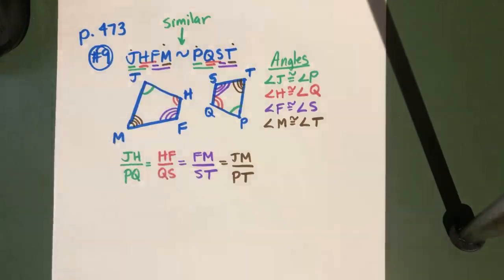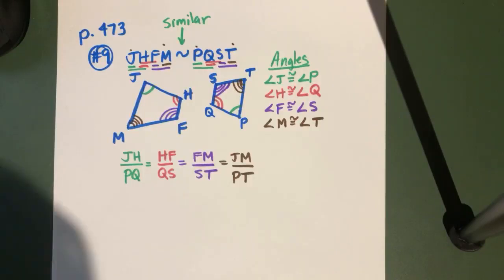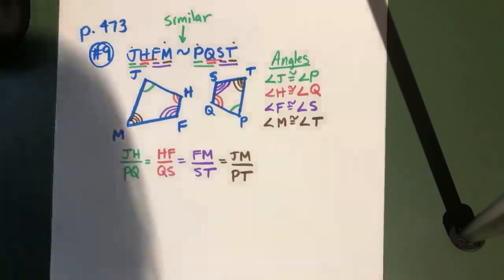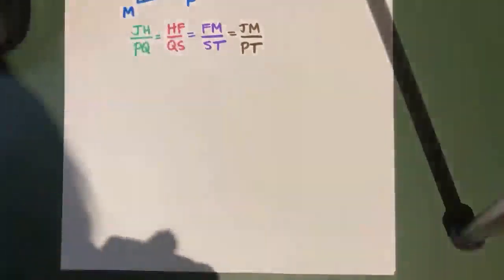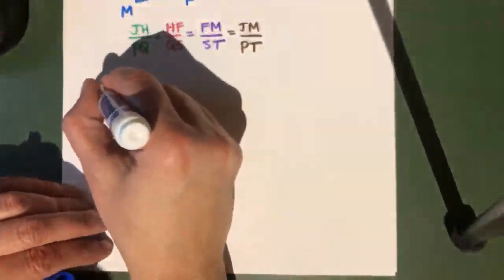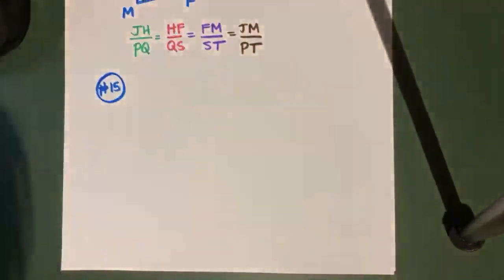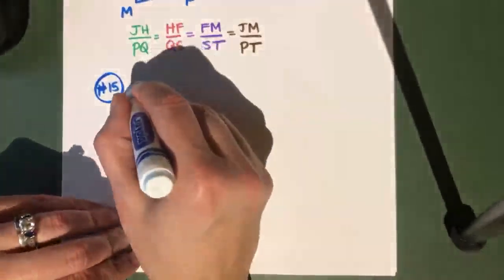So let's see if we can get, let me look at one of the other examples. We've got 8, 9, 12, 15, and 16. Okay, I'm going to do number 15. So I'm going to move this up a little bit. Okay, so let's do number 15. Number 15, you have a square.